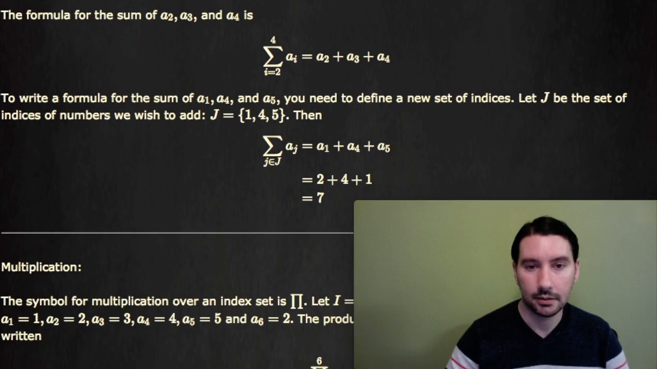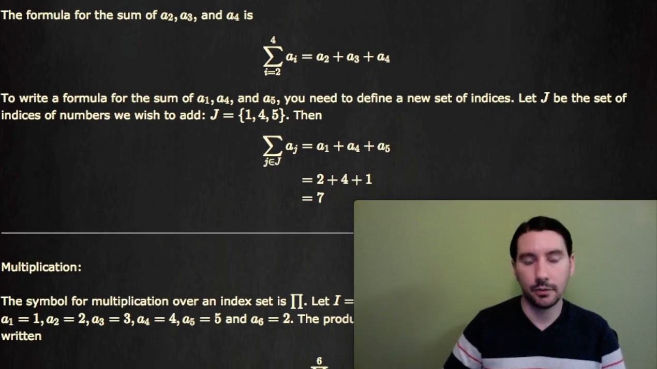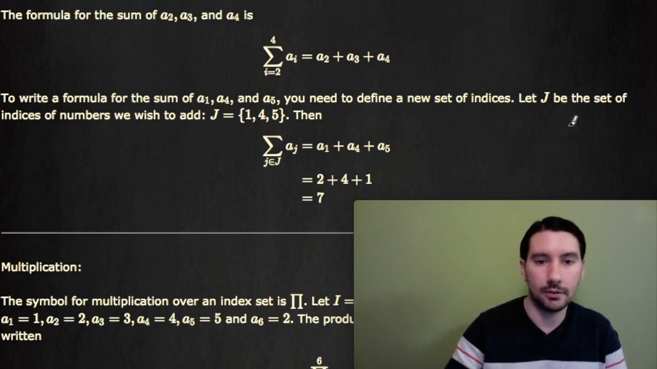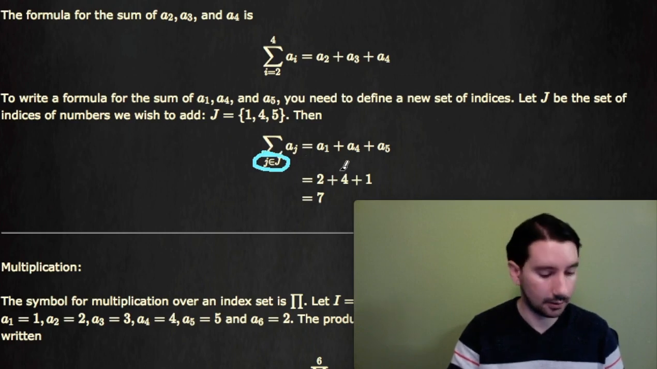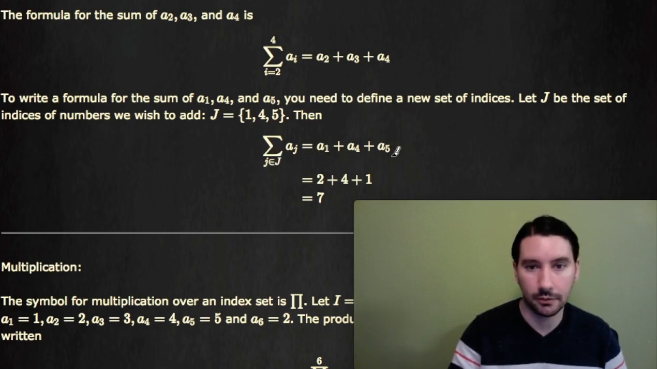And you can also write a sum over all indices in a subset of the index set. So say that J is the subset of indices 1, 4, 5. Well, you can't write I equals 1 to 5 here because we want to skip 2 and 3. But we can say just sum over all the indices J in J of AJ. In other words, 1, 4, and 5, which is 2 plus 4 plus 1, or 7.